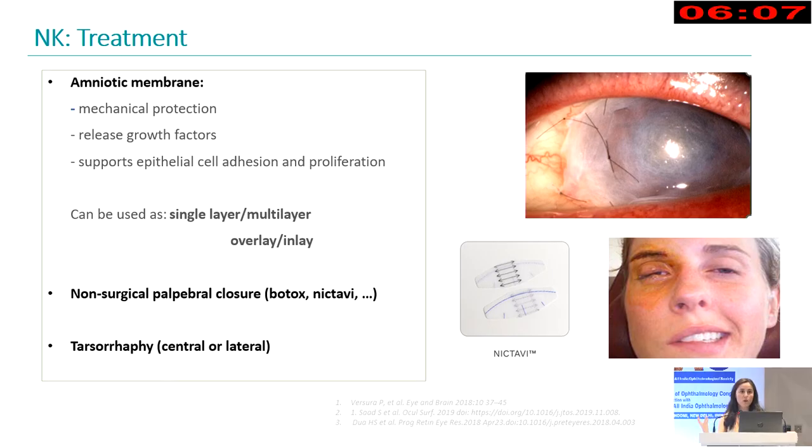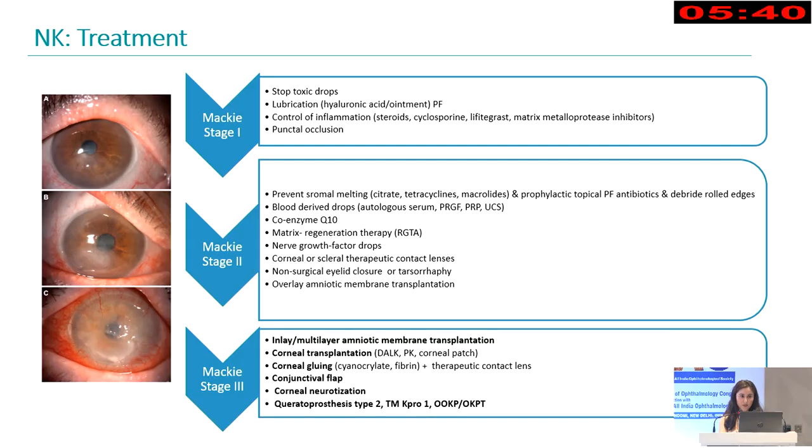We all know that it gives us a mechanical protection, also a release of growth factors, and a support for epithelial cell adhesion, and it can be put in many ways depending on our choice. And of course, we will try to protect the cornea with non-surgical approaches, such as, for example, Nictavic, which is a stitch that you can put, and it will prevent the patient from opening the eye with Botox or with classic tarsorrhaphy.